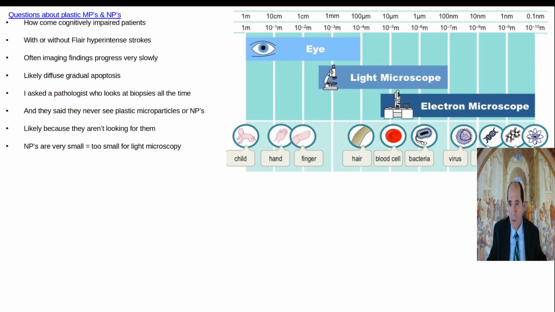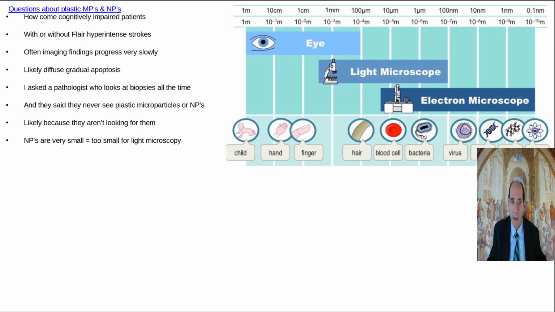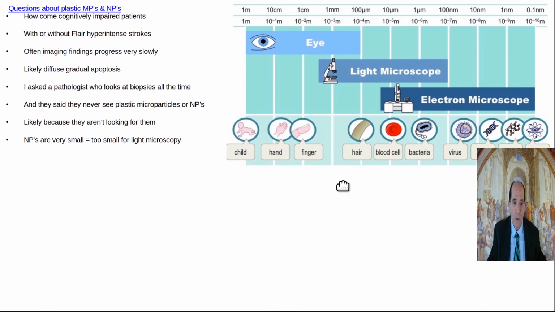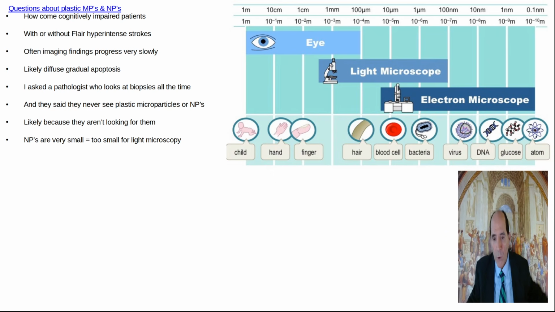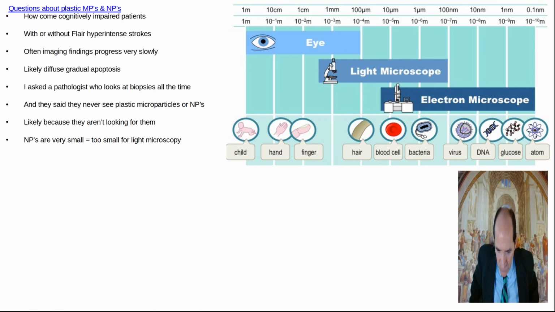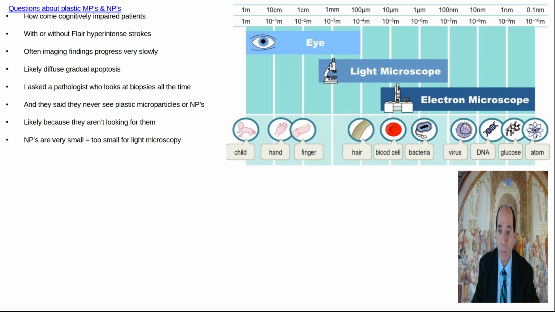So, of course I was curious about this, and I have some friends who are pathologists, so I went and asked them. I also read another article that they found microparticles more in prostate cancer than they did in normal prostate tissue. So I asked the pathologist, how often do you see microparticles in tumors? And the pathologist says to me, never. I said, never? Do you look for them? They go, no, we never even think of it.